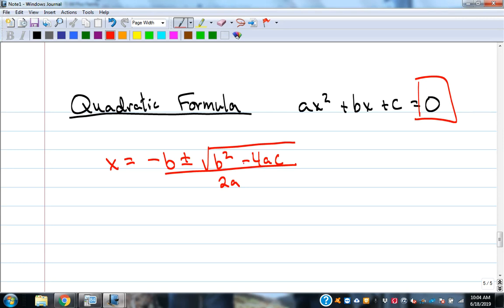Negative b plus or minus the square root of b squared minus 4 times a times c, divided by 2a.